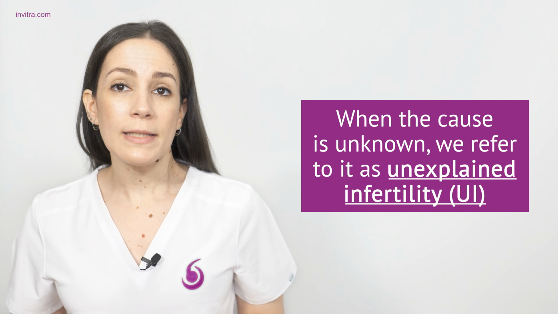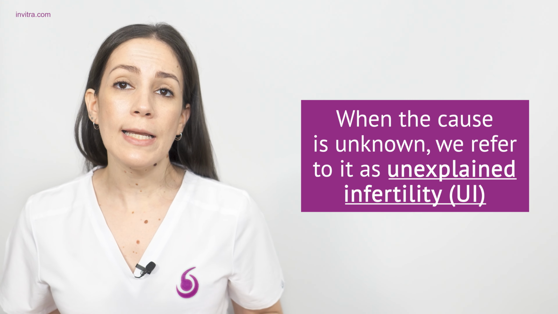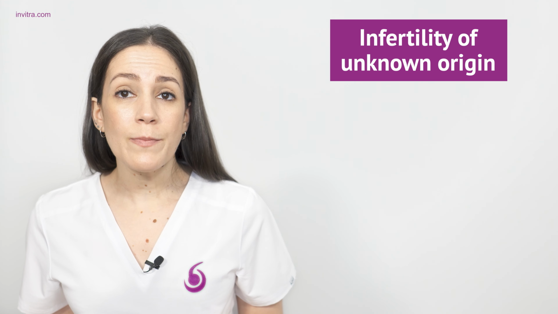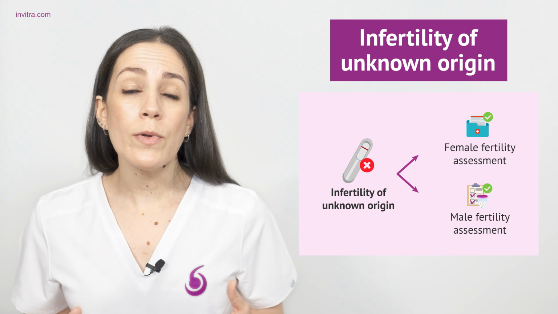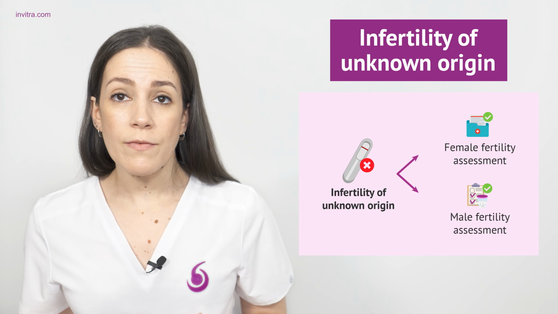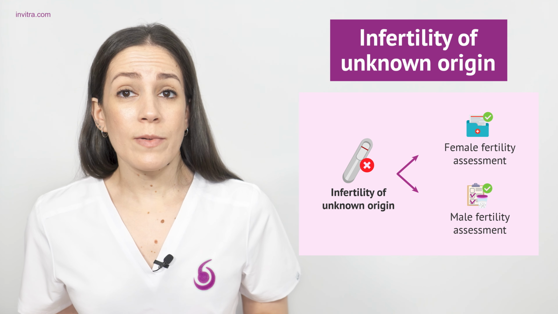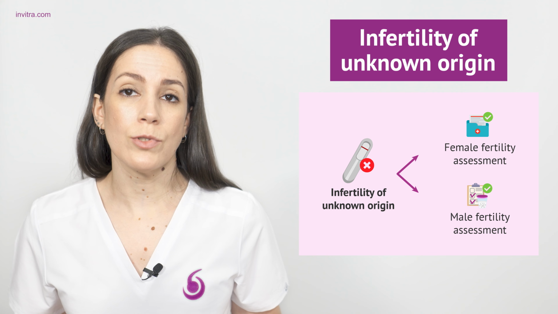When the cause of infertility is unknown, we refer to it as idiopathic infertility or infertility of unknown origin. Infertility of unknown origin is currently observed in approximately 20% of cases. Despite performing the relevant tests, no problem is currently found, which justifies the failure to achieve a pregnancy. This does not mean that there are no alterations in the couple. But with the necessary tests performed, a determined diagnosis has not been reached.